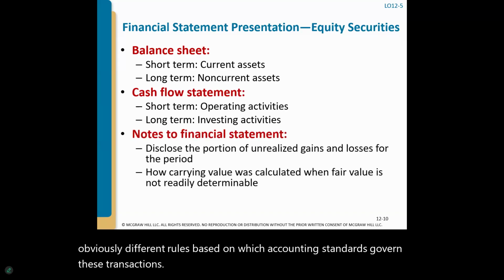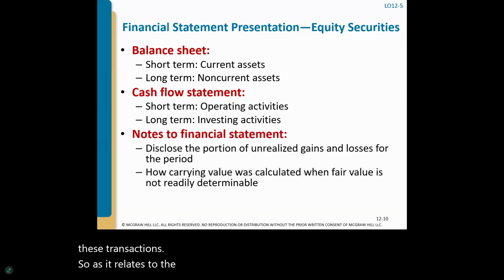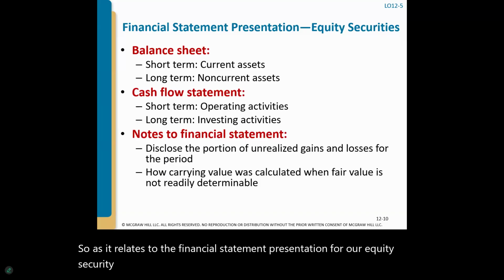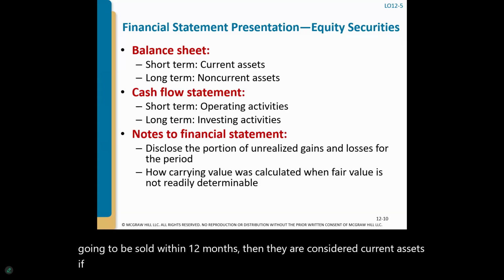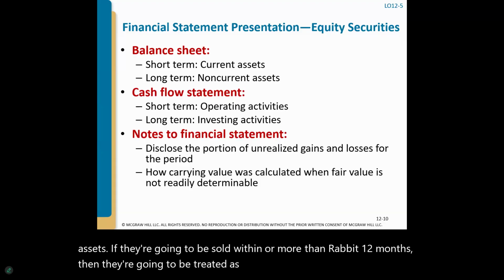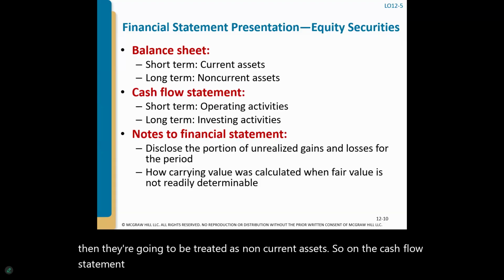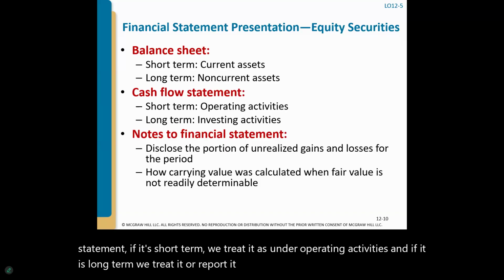So as it relates to the financial statement presentation for our equity securities, we have our balance sheet. If they are short term, if they are going to be sold within 12 months, then they are considered current assets. If they're going to be sold in more than 12 months, then they're going to be treated as non-current assets. On the cash flow statement, if it's short term, we treat it as under operating activities. And if it is long term, we report it under investing activities.